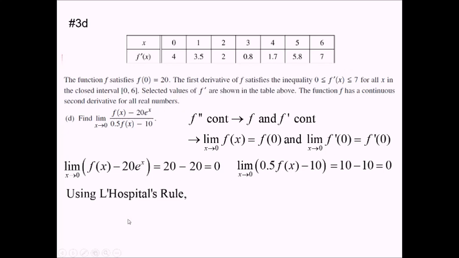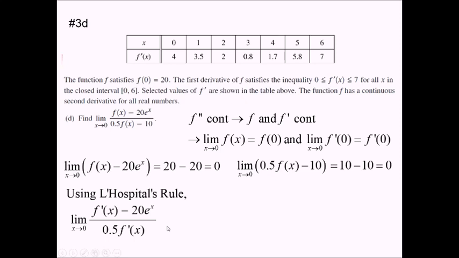Limit as x approaches 0 of f prime of x minus 20e to the x. 20e to the x is its own derivative, so that's kind of nice. And down here we're going to have 0.5 f prime of x, and that's it. The minus 10 was just a constant, so now it's gone.